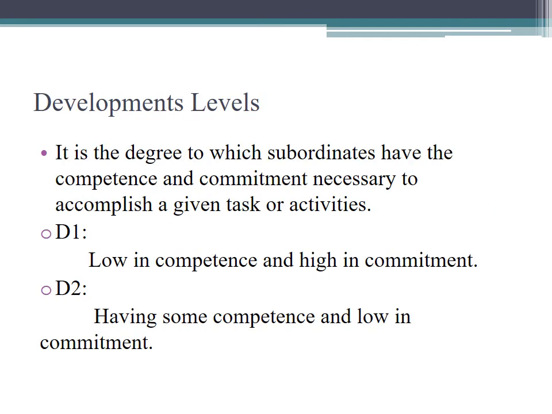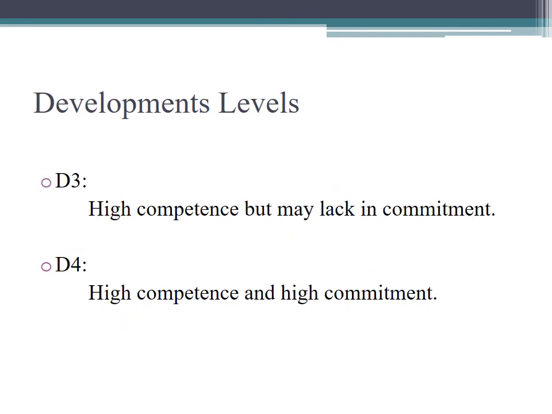Then developmental levels, I have already explained in that diagram in the previous slides. It is the degree to which subordinates have the competence and commitment necessary to accomplish a given task or activities. In the first development level, D1, as already discussed, low in competence and high in commitment. In D2, having some competence and low commitment. In D3, high competence but they may lack commitment. And the last level of development is D4, high competence and high commitment.